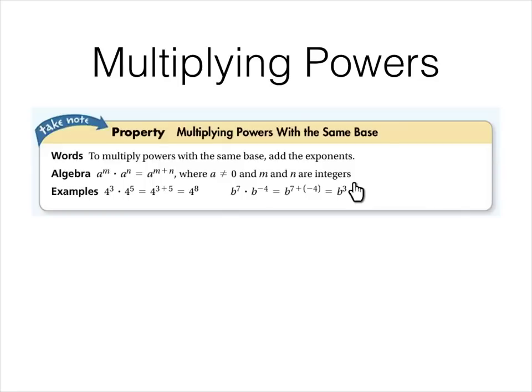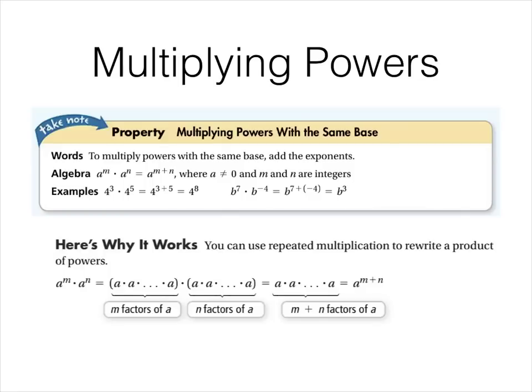Well, hold on. Well, here's how it works right here, or why it works right here. You can use repeated multiplication to write a product. So if I think of a to the m, that is m factors of a. Now, it doesn't matter what m is. You notice the ellipsis? So it doesn't matter if m is 40 or 7. It really doesn't matter. And then here we have n factors of a, and that's the a to the n product. If I just take out my parentheses and put the whole thing together, I would be combining m and n and have that many factors of a.